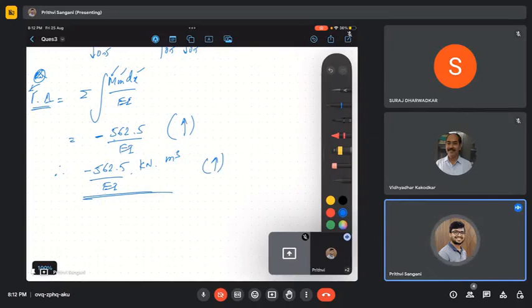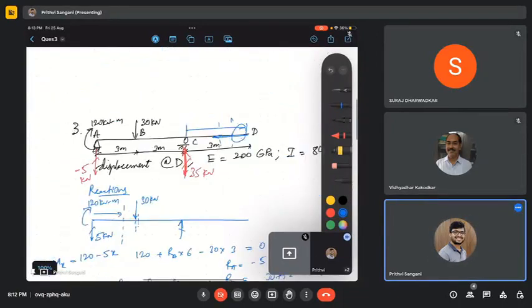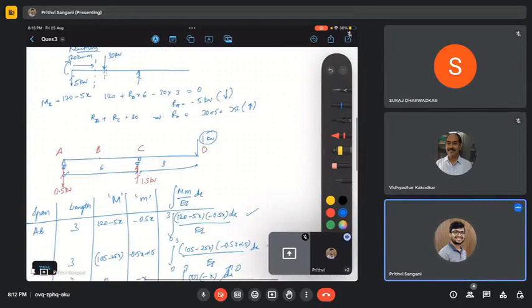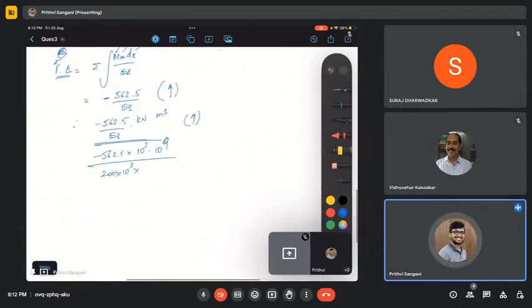Most of the students get confused here. So minus 562.5. Let me take Newtons, and this is meter cube. Meter cube is 10 to the power 9 mm cube. What about EI? E is 200 gigapascals. So 200 gigapascals is 200 into 10 to the power 3 megapascals. Megapascals is Newton per mm square. That is what we are doing. And I is given as 84.8. So this turns out to be minus 33.2 mm.